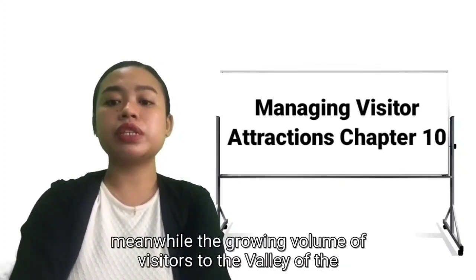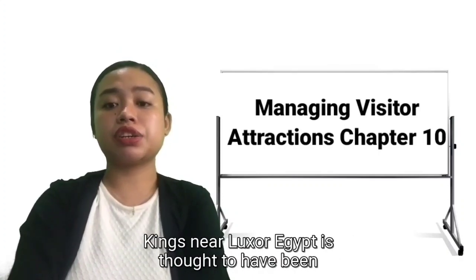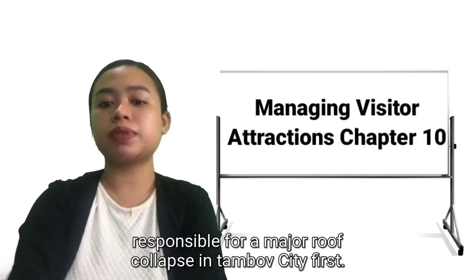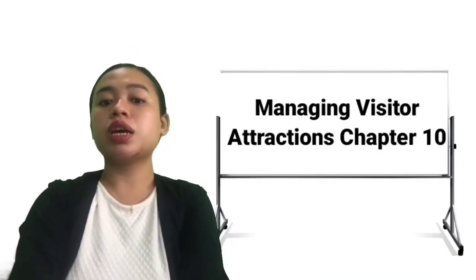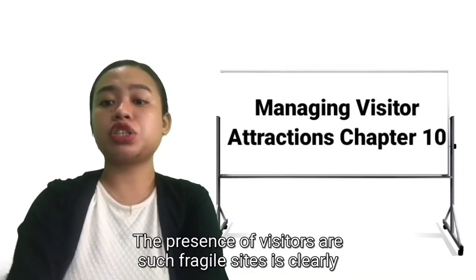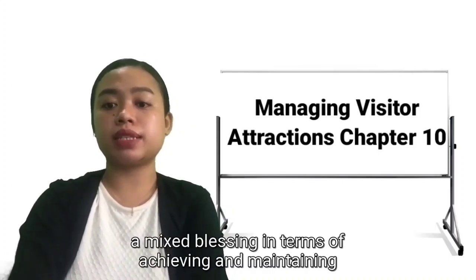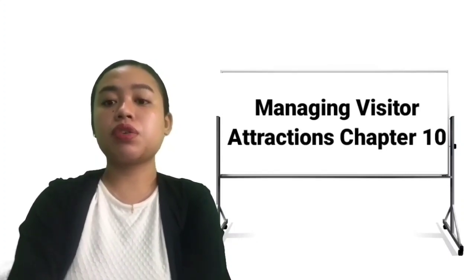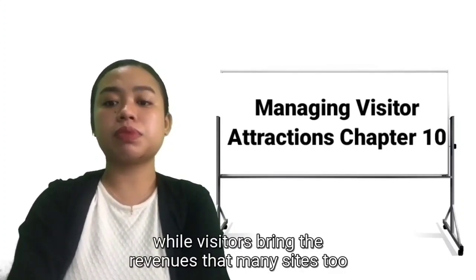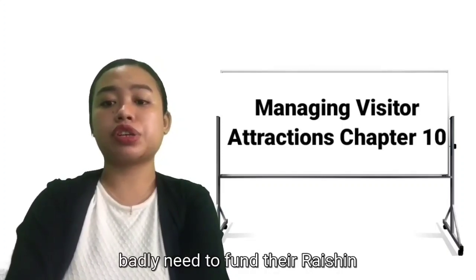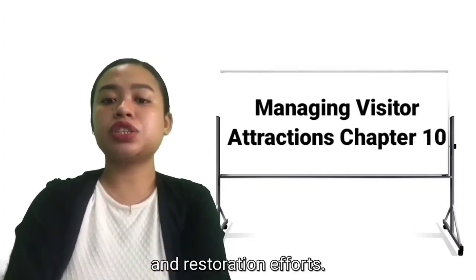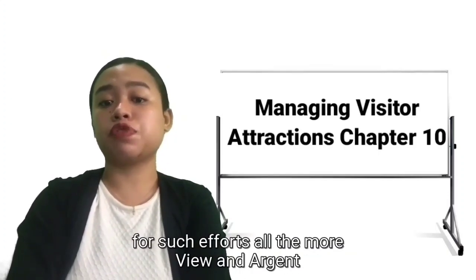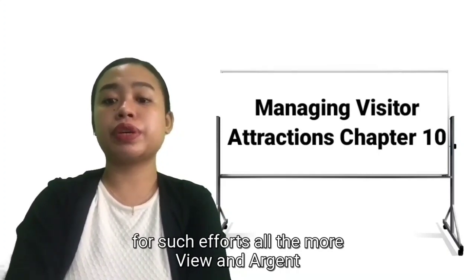Meanwhile, the growing volume of visitors to the Valley of the Kings near Luxor, Egypt, is thought to have been responsible for a major roof collapse in the Tomb of Seti I. The presence of visitors at such fragile sites is clearly a mixed blessing in terms of achieving and maintaining sustainability. While visitors bring the revenues that many sites so badly need to fund their conservation and restoration efforts, they also bring with them impacts that can make the need for such efforts all the more real and urgent.